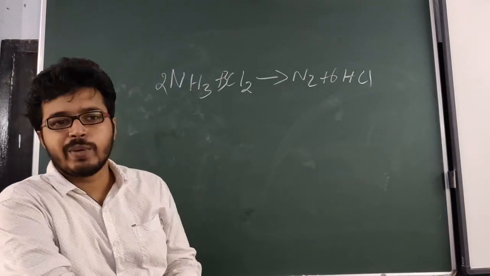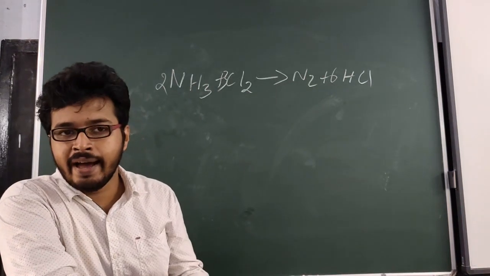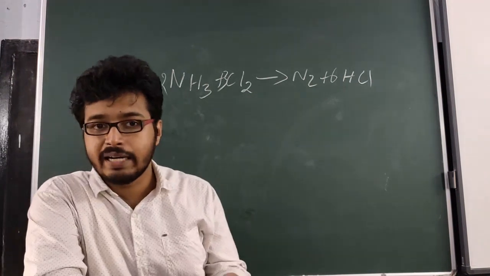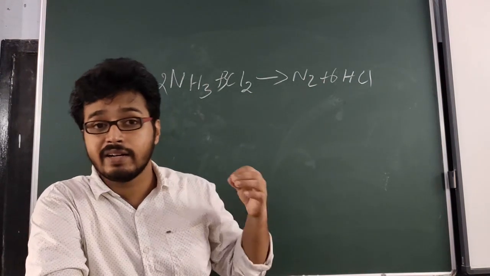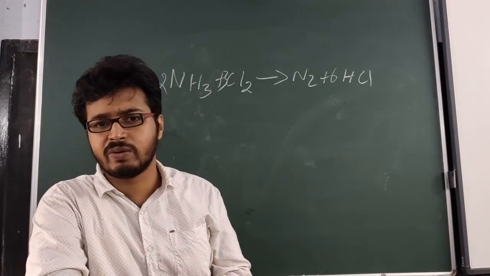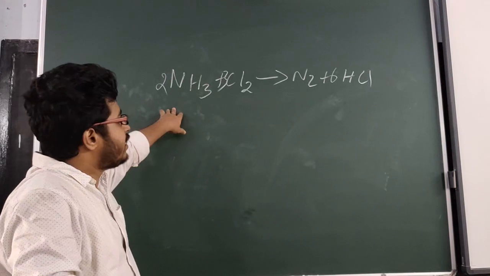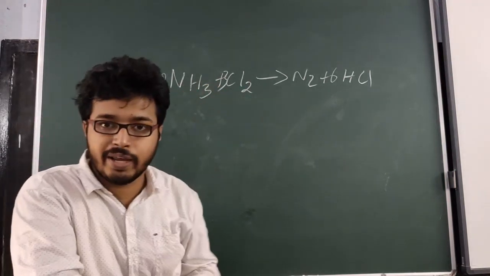So, suppose we have added a very small amount of ammonia and a large amount of chlorine, or a large amount of ammonia and less chlorine. There will be two different kinds of observation. So first we will discuss the excess amount of chlorine and less amount of ammonia.